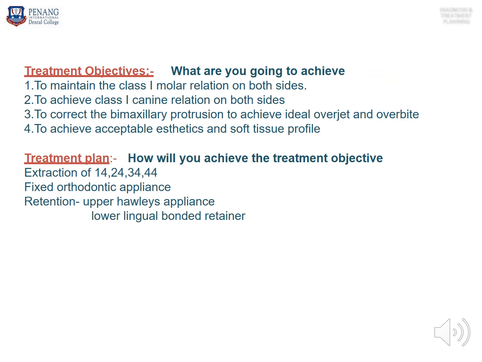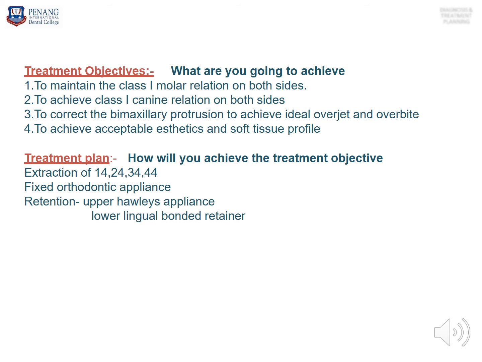So what are you going to achieve in your treatment? You want to maintain the class 1 molar relationship on both sides. You also want to achieve class 1 canine on both sides. You want to correct the bimaxillary protrusion to achieve ideal overjet and overbite. And you also want to achieve acceptable aesthetic and soft tissue profile.